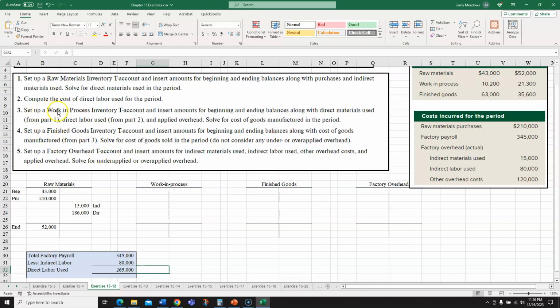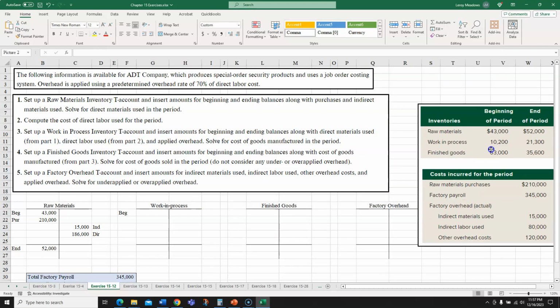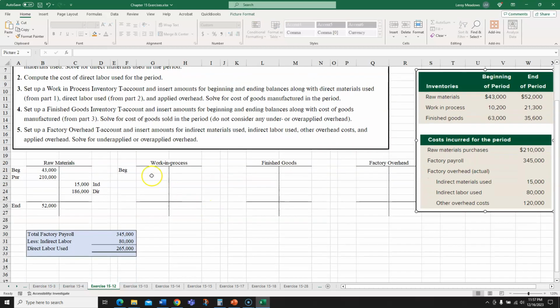Part 3, set up a work in process inventory T account and insert amounts for beginning and ending balances along with direct materials used from Part 1, direct labor used from Part 2, and applied overhead. Solve for cost of goods manufactured in this period. Okay, so let's label these so we know what we're doing here. So our beginning work in process inventory, I can go up here and see it was $10,200.